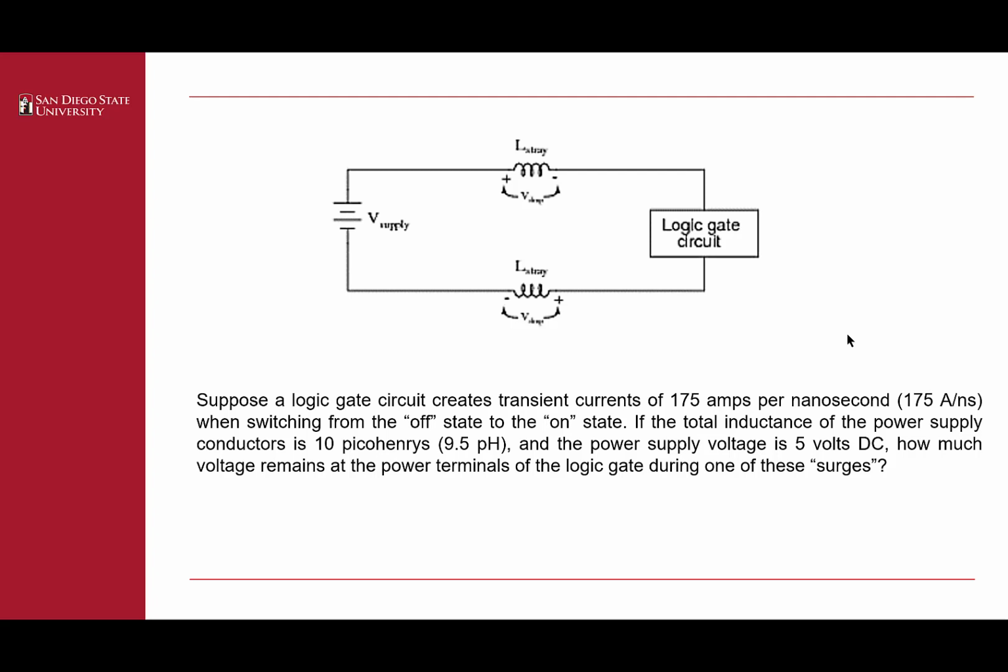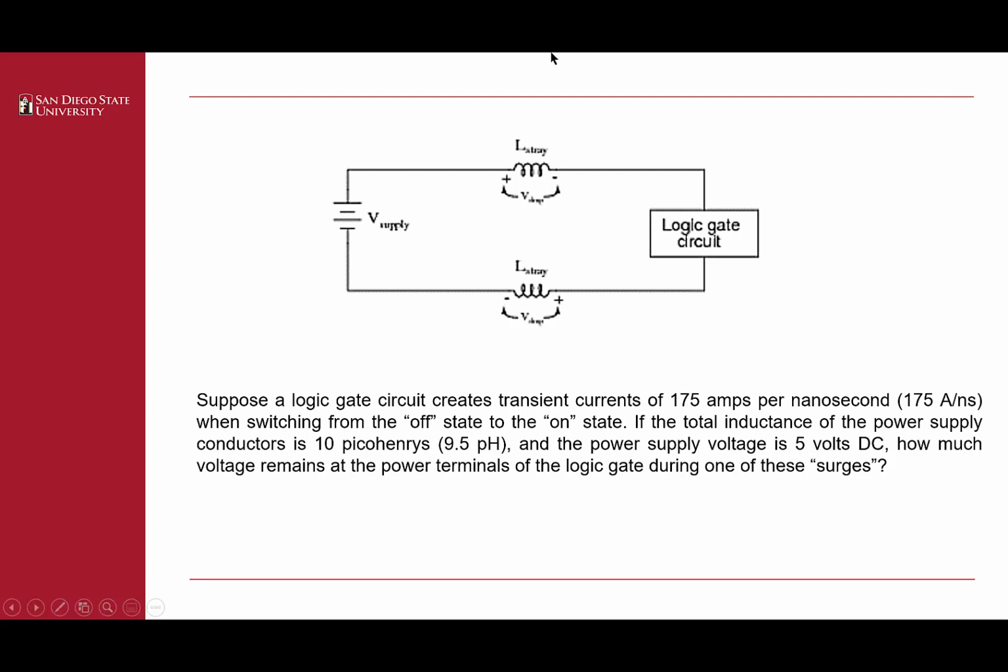So anyway, what you should do here is multiply the current change, which is 175 amps per nanosecond. Please pay attention to this point. It's not per second, it's per nanosecond, which is 10 to the power of minus 9. And for the conductors, the inductance is in picohenries, which is 10 to the minus 12.